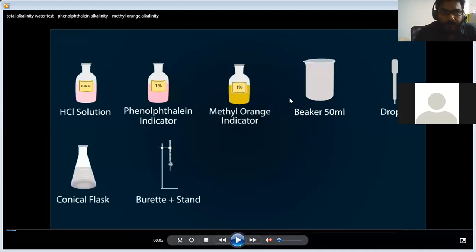Good afternoon. This class is dissolved oxygen and alkalinity. These are how to find out dissolved oxygen and how to find out alkalinity in water in the first chapter. First, we discuss the alkalinity of water. How can you find out the alkalinity of water?